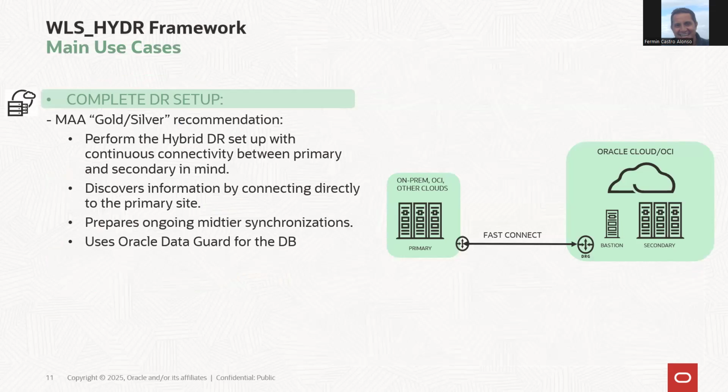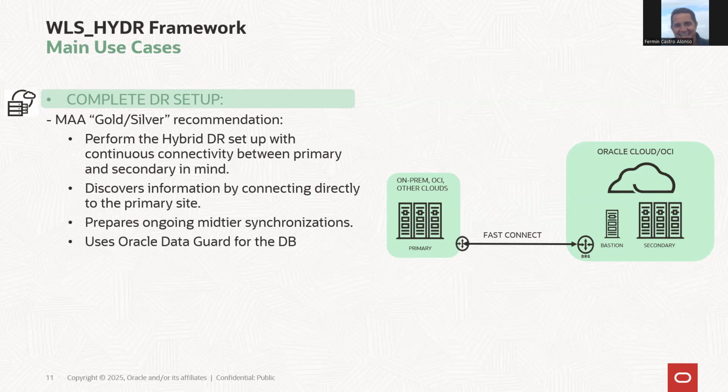With that explanation, the next thing is to understand how you can use the framework. The main use, of course, is what we call the complete DR setup, which is that you have ongoing connectivity between your primary and your secondary through FastConnect or through a virtual private network, okay?